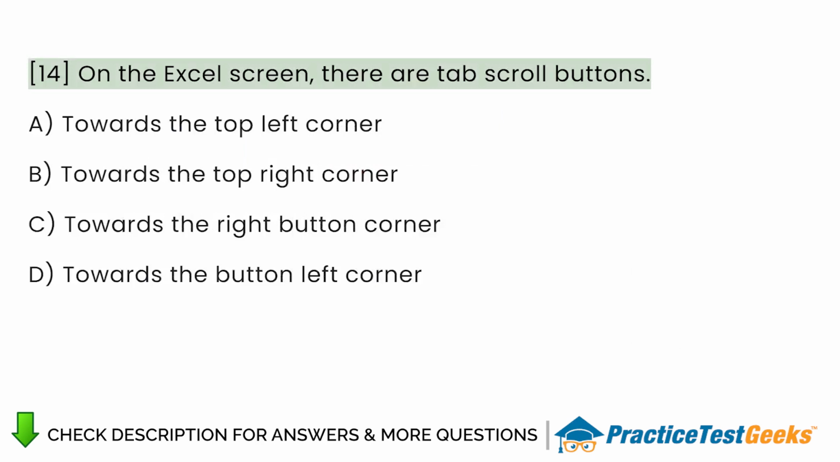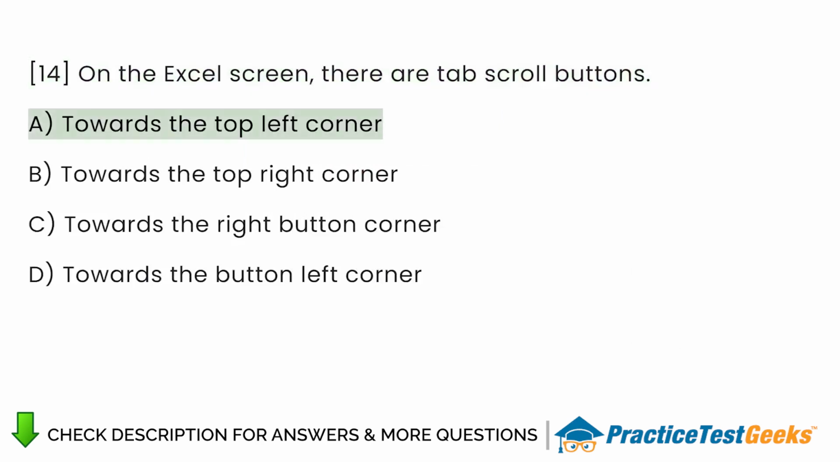On the Excel screen, there are tab scroll buttons. A. Towards the top left corner. B. Towards the top right corner. C. Towards the bottom right corner. D. Towards the bottom left corner.